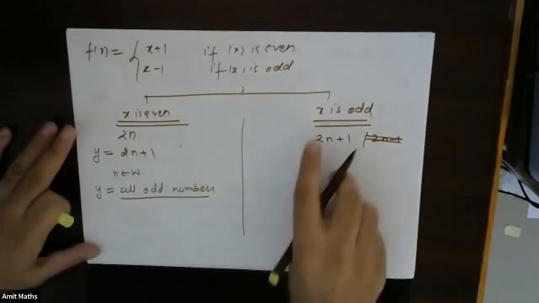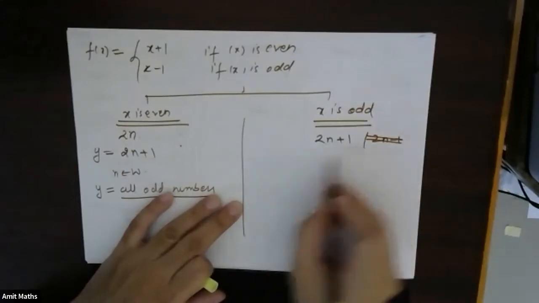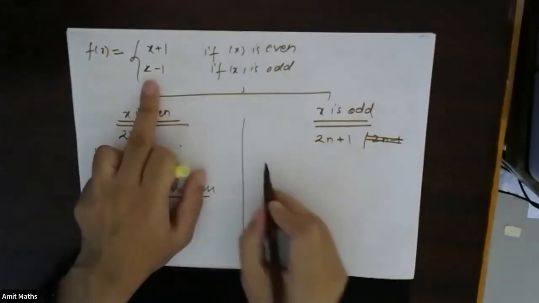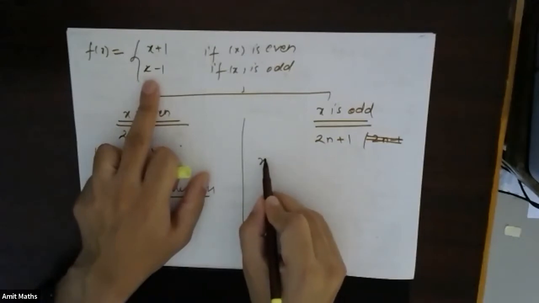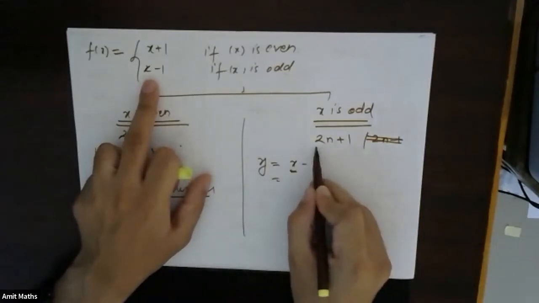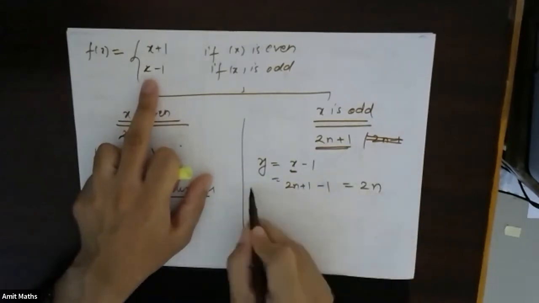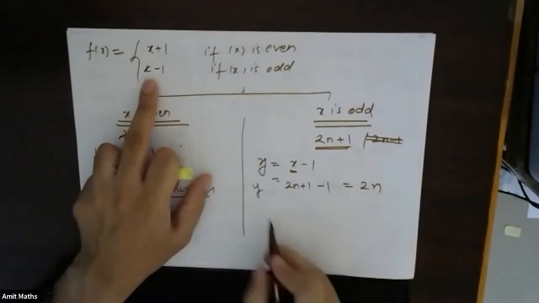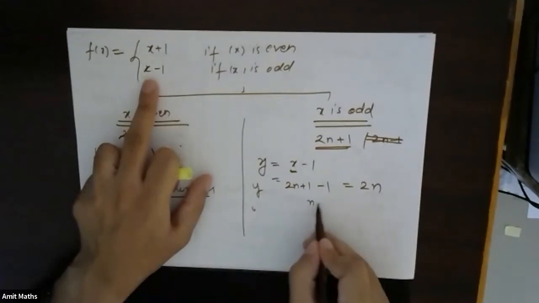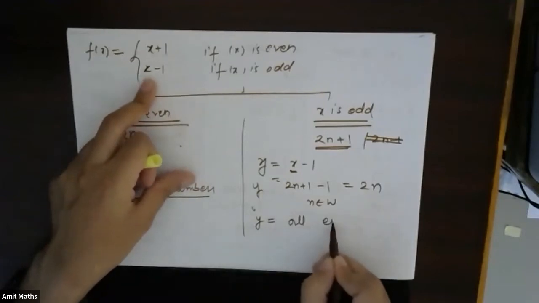Okay. Now the second part is x is odd. If x is odd, I can substitute x as 2n plus 1. Substituting in y equals x minus 1, with x as 2n plus 1, this is 2n plus 1 minus 1, which is 2n. So y is equal to 2n, and since n belongs to whole numbers, that means y is equal to all even numbers.